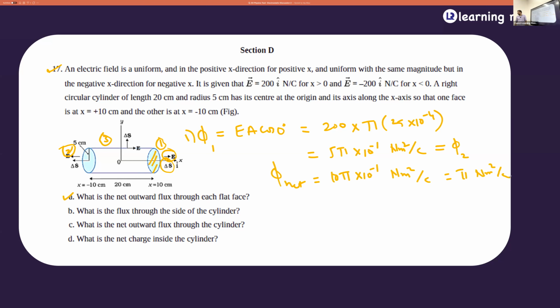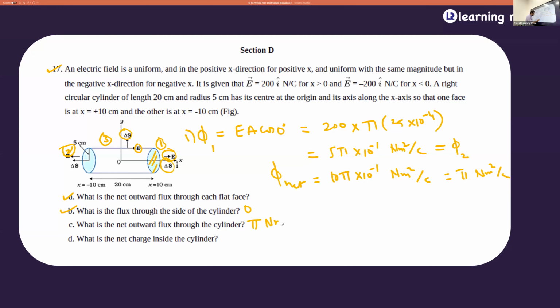Am I clear? Yes. So what is the flux through the side of the cylinder? Simple again. Zero, because the diagram itself is telling you electric field and area vector are perpendicular to each other. So here the answer is zero. What is the net outward flux through the cylinder? Actually, the first part itself will help you to solve the remaining. The net outward flux is going to be pi plus zero. Answer is pi only.